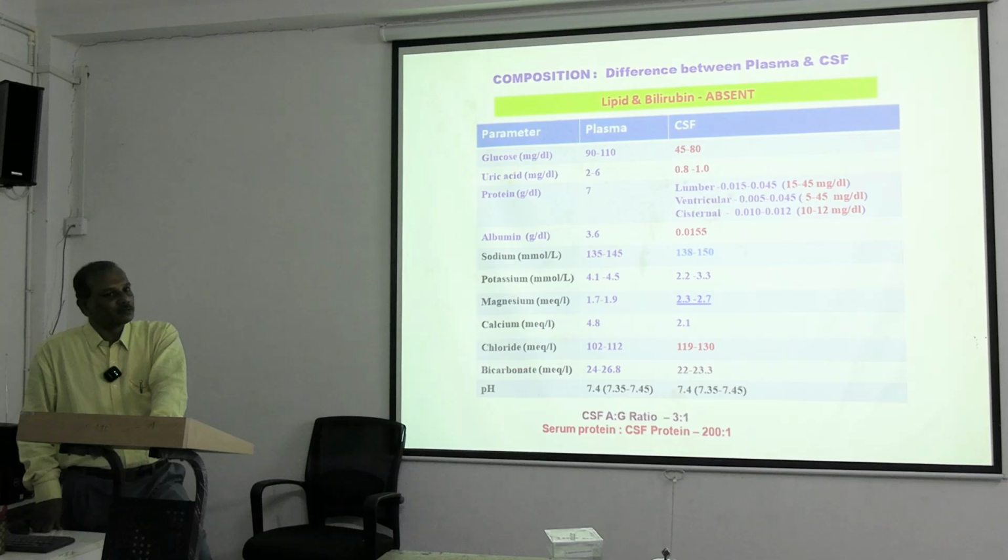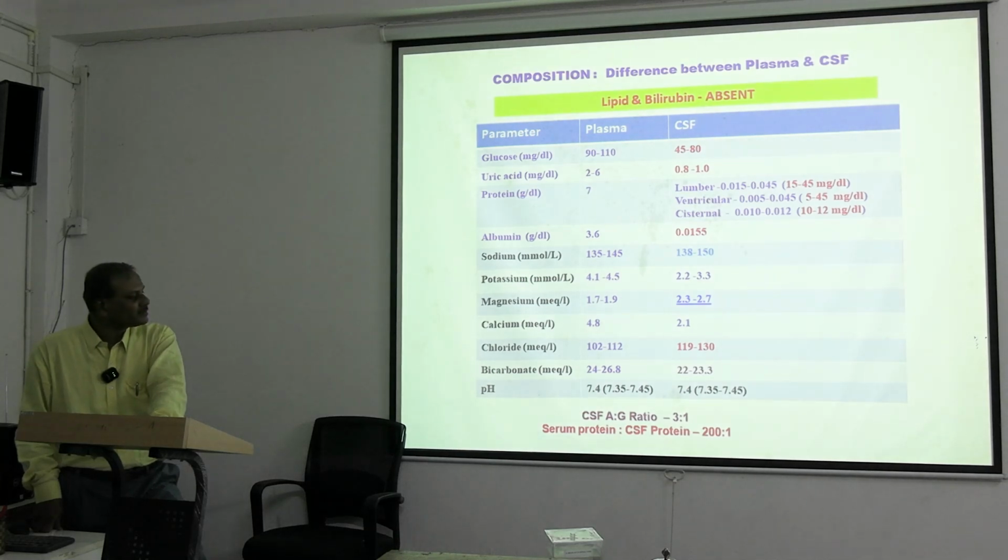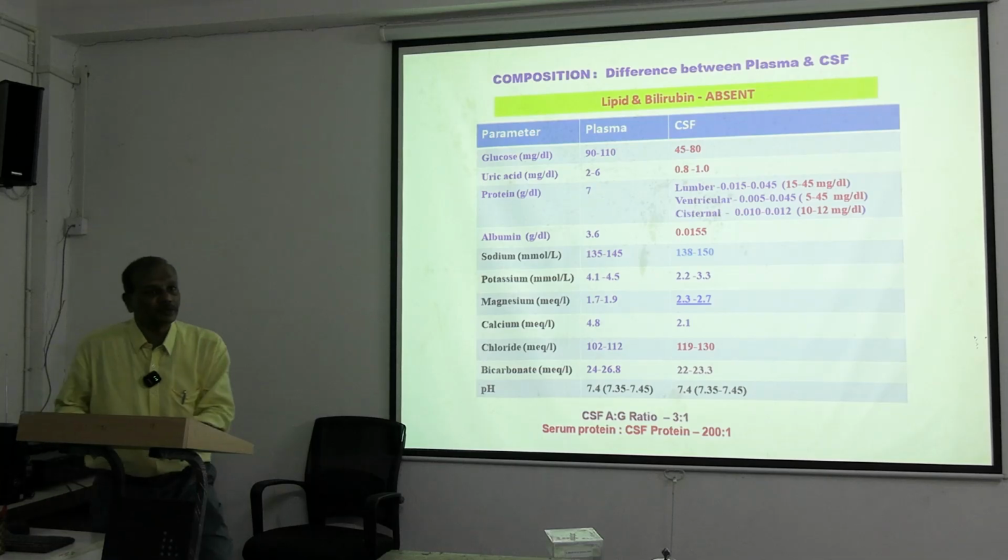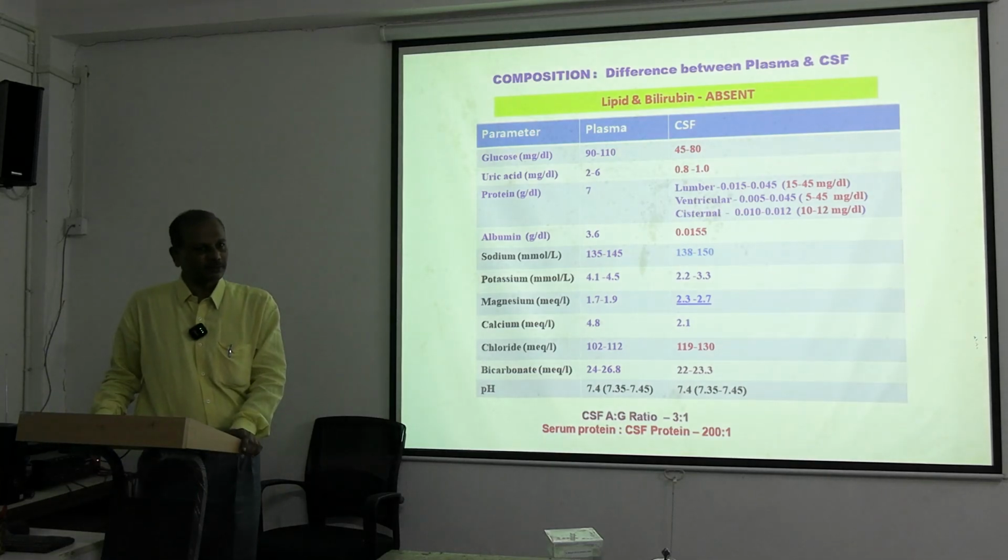So normally the serum A/G ratio is 1 to 1.5:1. Albumin is at a much higher concentration than globulin. Look at this: the CSF A/G ratio is 3:1. Why? Because albumin has a low molecular weight, about 67,000, while globulin's molecular weight is much higher. So that's why CSF protein is predominantly albumin.